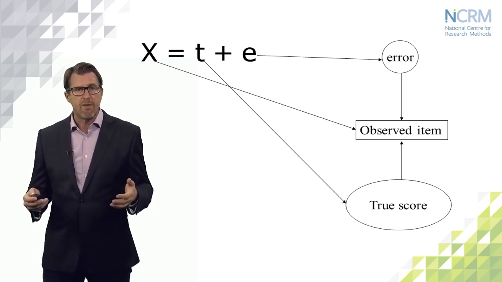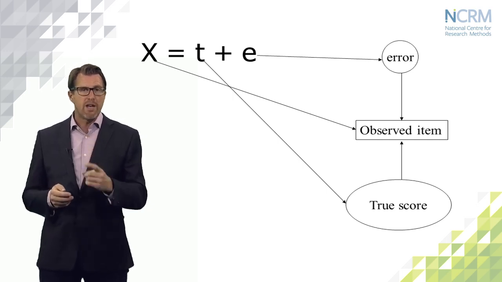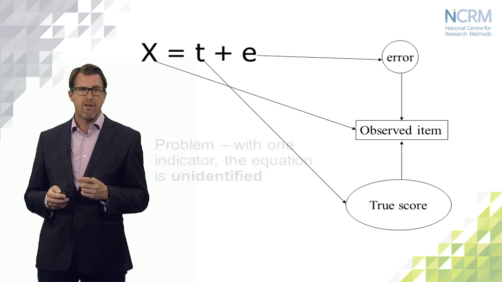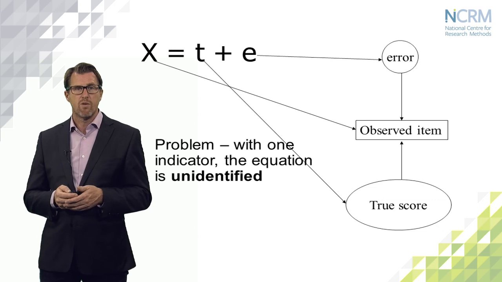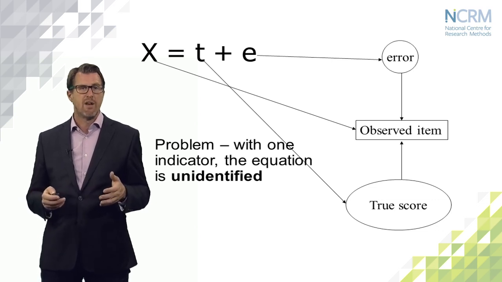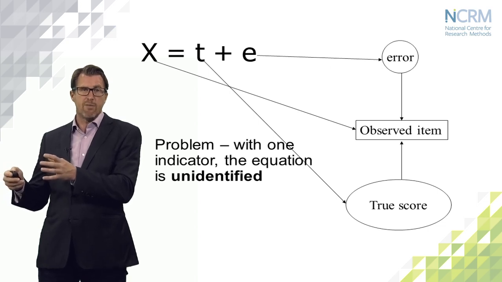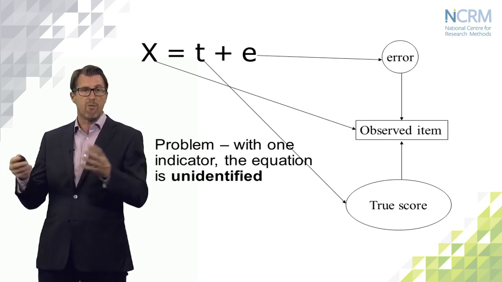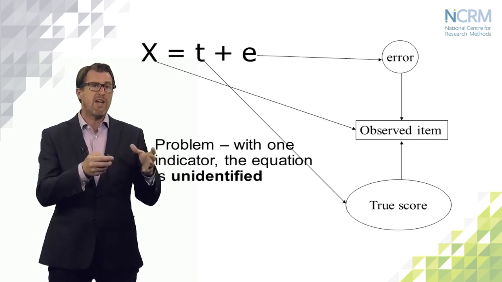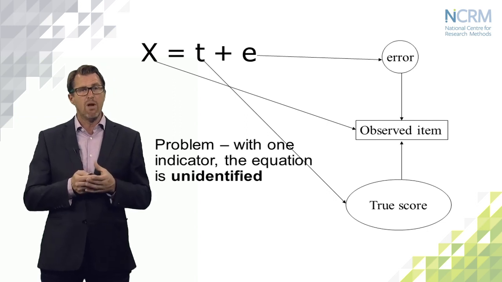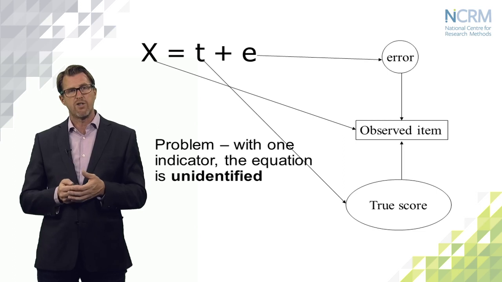It would be nice if we could implement this as a statistical model. Unfortunately, when we only have one indicator of the latent variable, if this is happiness, then this equation is what we would call unidentified. We have more unknown quantities that we're trying to estimate, the T and the E, than we have known pieces of information, the X. We've measured X in our sample. We have two unknowns and one known, so we can't solve that equation uniquely.